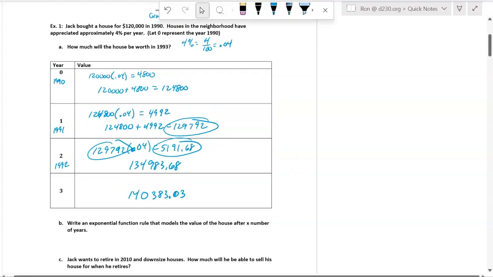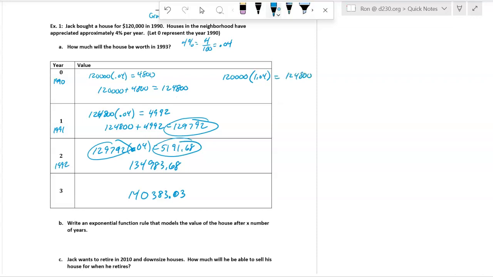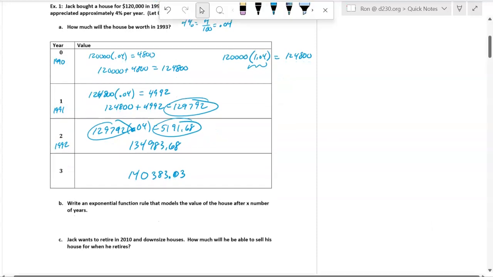So what you guys have to understand is multiplying by 0.04 and then adding it. If you were to take your calculator and do 120,000 times 1.04, that would give you 124,800. Okay, and it's key to know that that's basically 104%. So you're basically going up 104% of the new value each time.